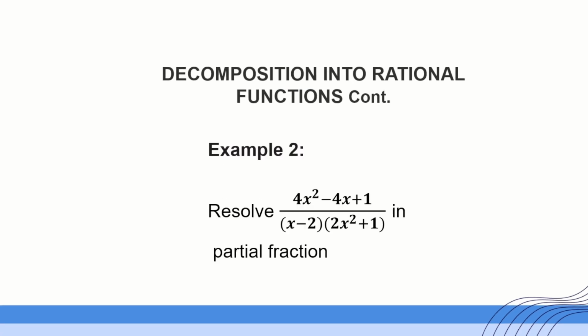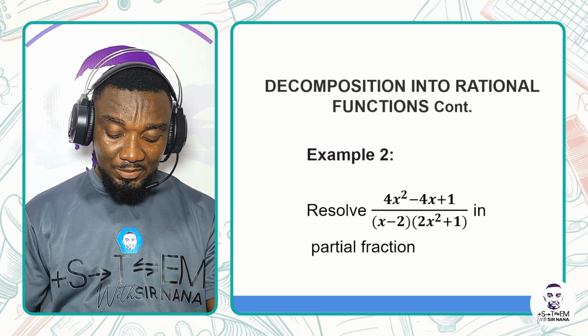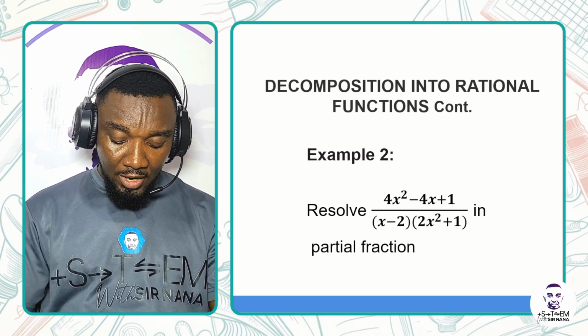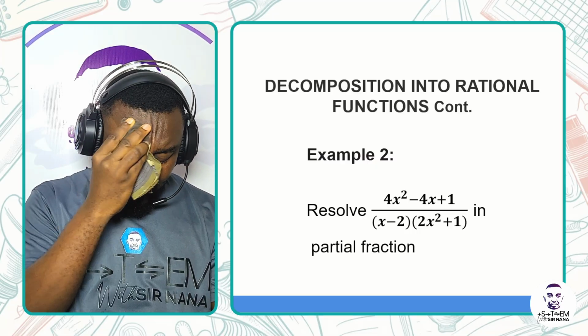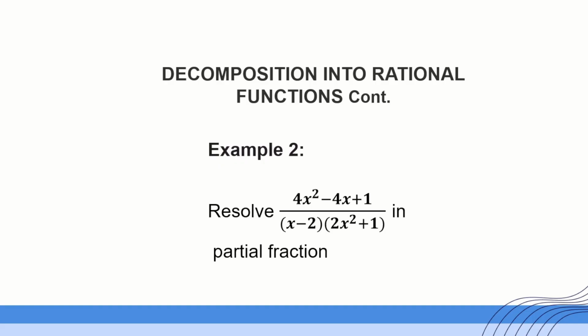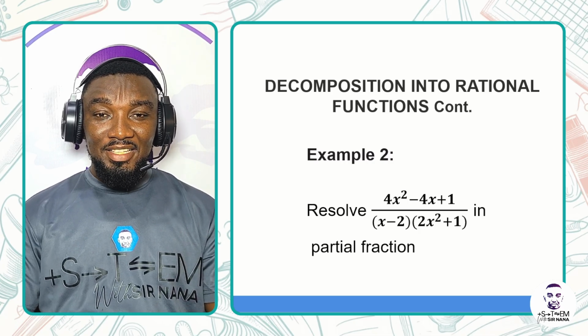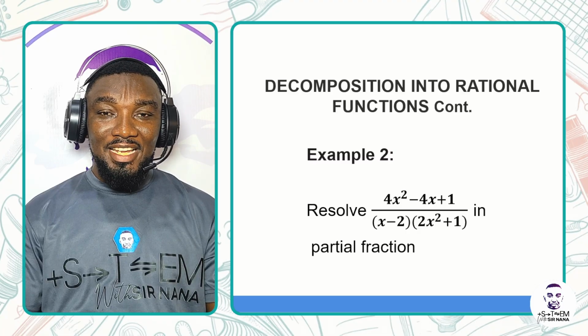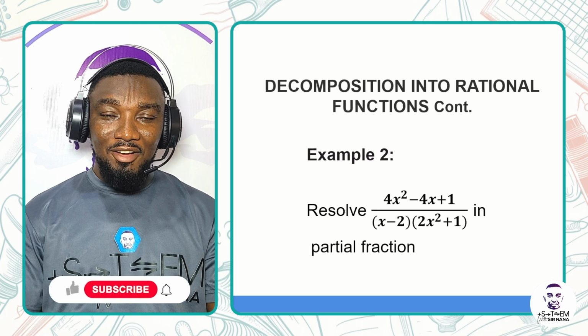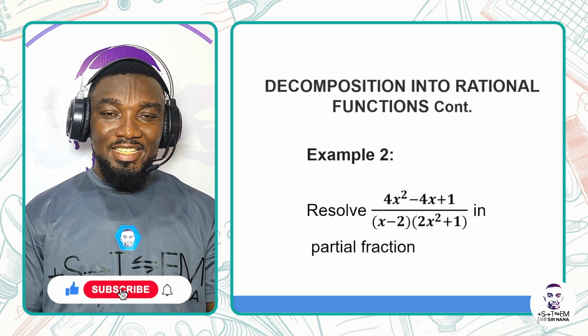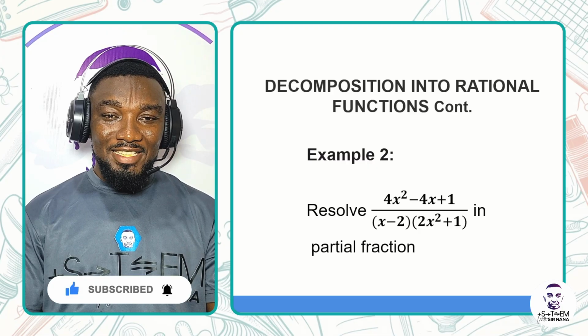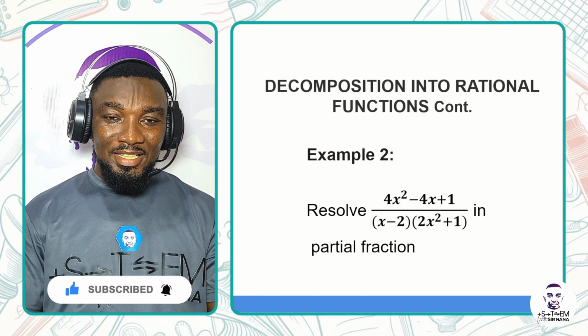I'll leave you to do this. Try and resolve in partial fraction the expression here. We have the expression (4x² minus 4x plus 1) over (x minus 2)(2x² plus 1). So resolve it in partial fraction form. We see that we have a linear factor, then we have an irreducible quadratic factor. In our next lesson, we would want to consider how we can resolve rational functions to partial fractions, where in this case, we will consider those rational functions where the numerators have a higher power than the denominator.